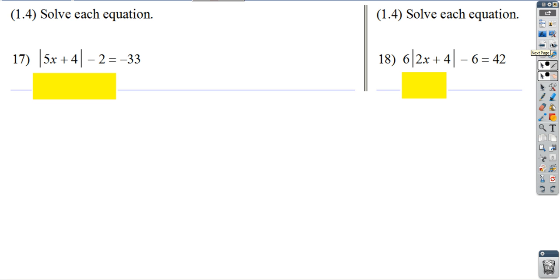In the next video, which will also be the last one, we will finish this practice test with a couple more absolute value problems, and then sections 1.5 and 1.6 also.